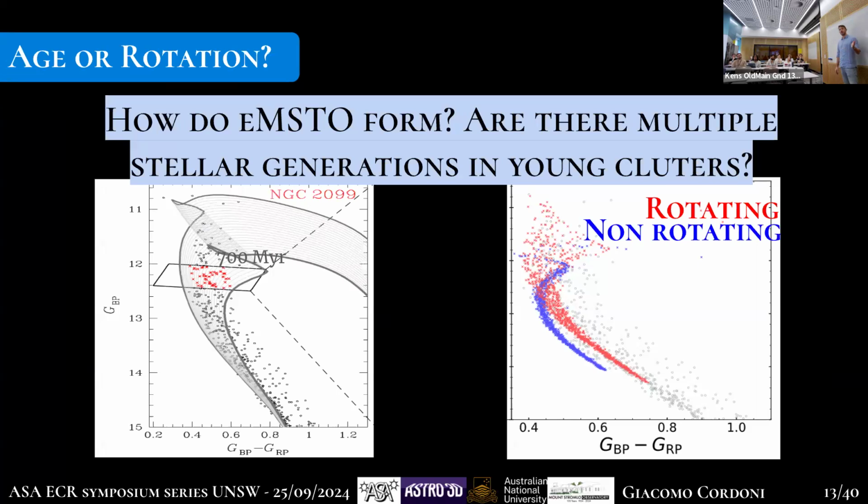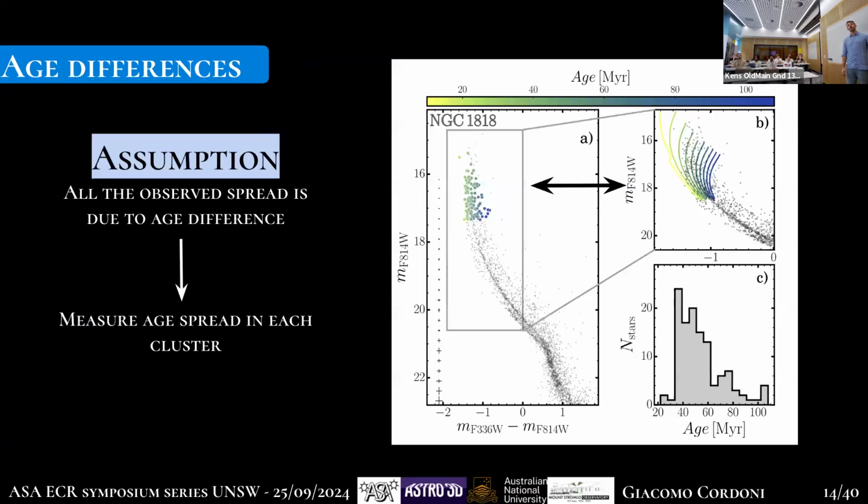The main problem is that in the turnoff region, these two effects are almost degenerate, in the sense that they can both produce a split and they can both produce a spread in the turnoff. So the question is, how can we understand which is the right one? This is not so easy, but what we can do is try and look at the cluster and test the predictions or the results with different assumptions.